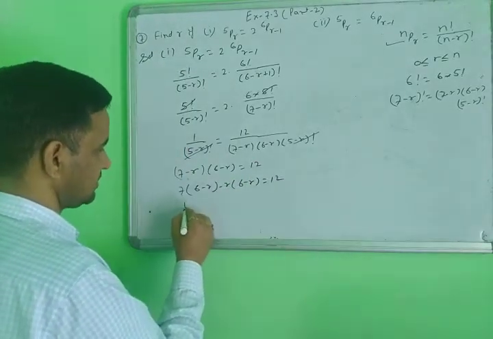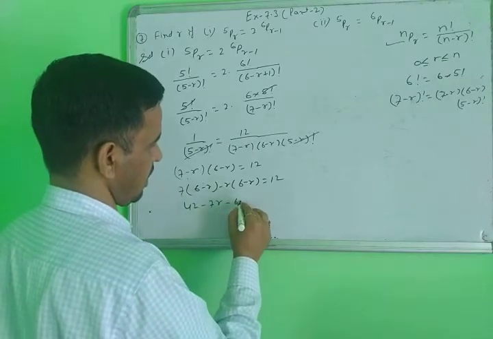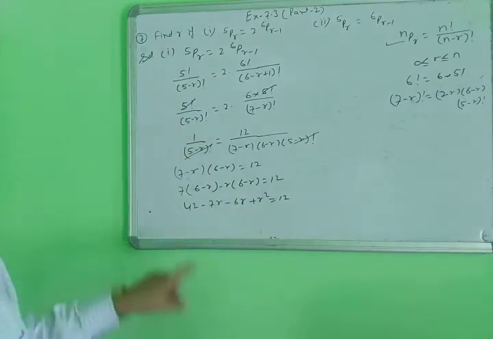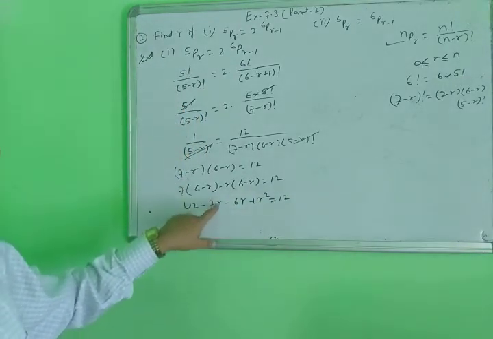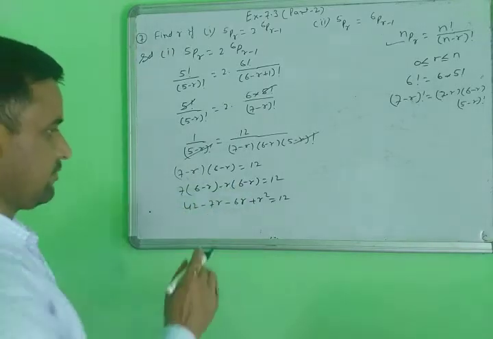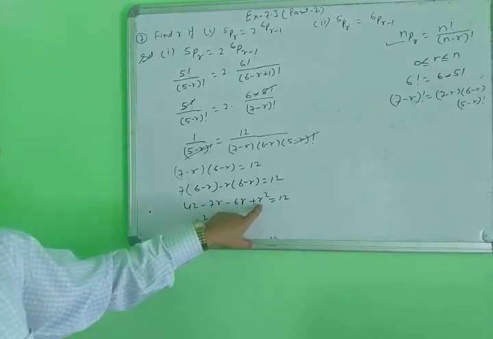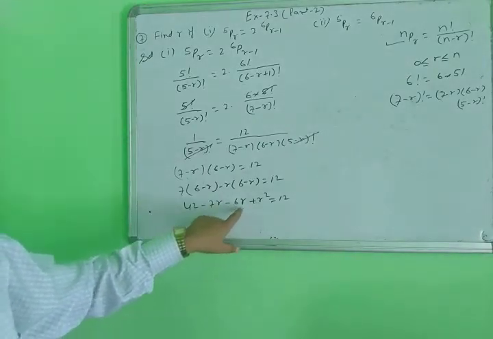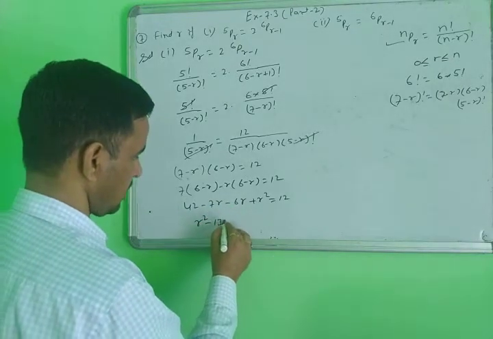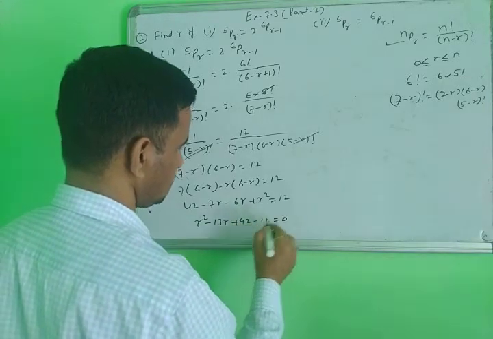Then multiply here, 7 6s are 42, minus 7r and minus 6r, minus times minus gives plus r square, equal to 12. Multiply inside: 42, 7r, minus 6r, r square. Then you will write in descending order of the power. First the maximum power, r square, then 6r and 7r, minus 13r, plus 42 minus 12 equal to 0.